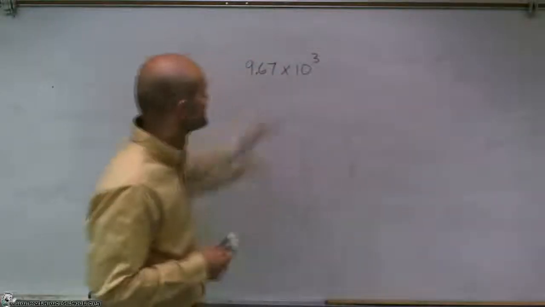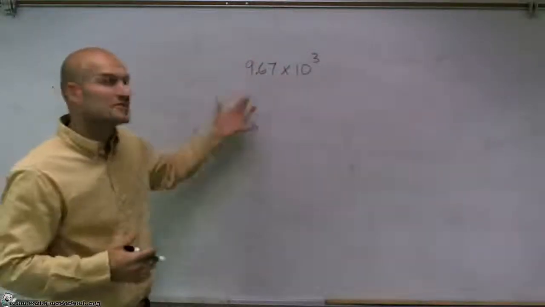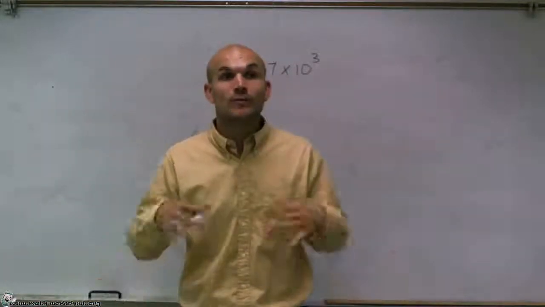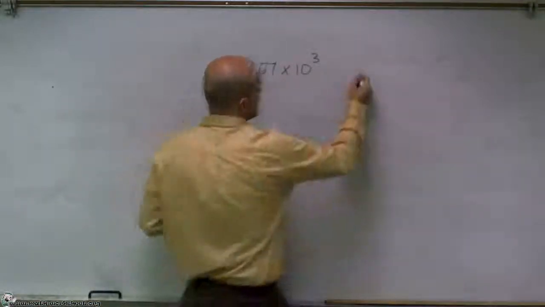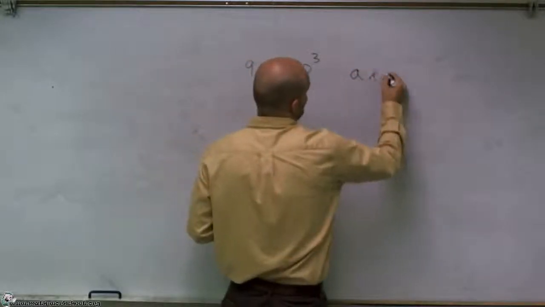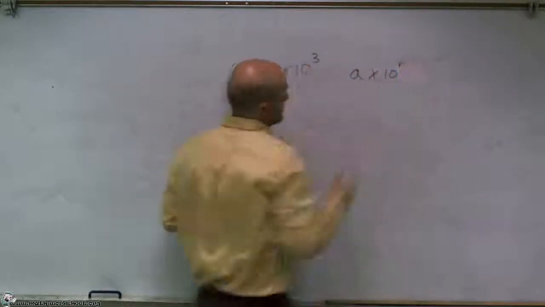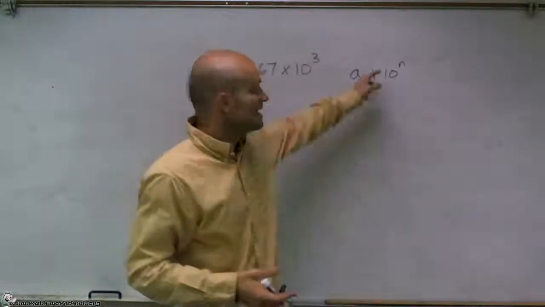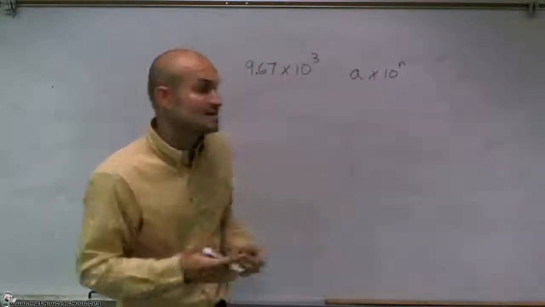Welcome. What I want to do today is show you how to take scientific notation and write it as a regular number. So the first thing we want to do before we do that is really understand what exactly is scientific notation. Well, the general form for scientific notation is a times 10 to the n, where a is going to be a number between 1 and 10, and n is going to be any integer, which can be positive or negative.